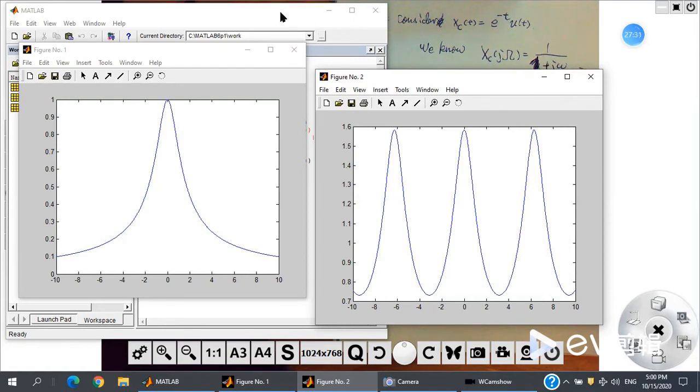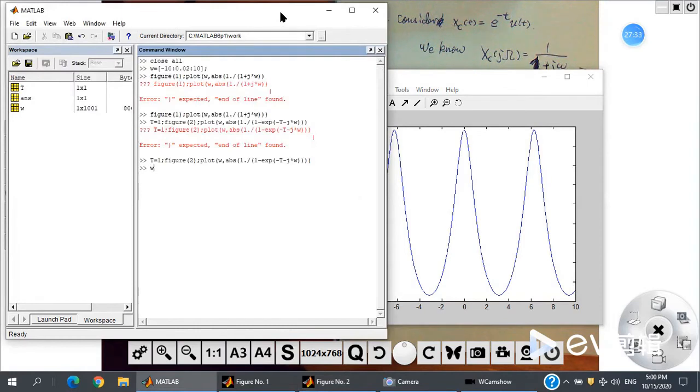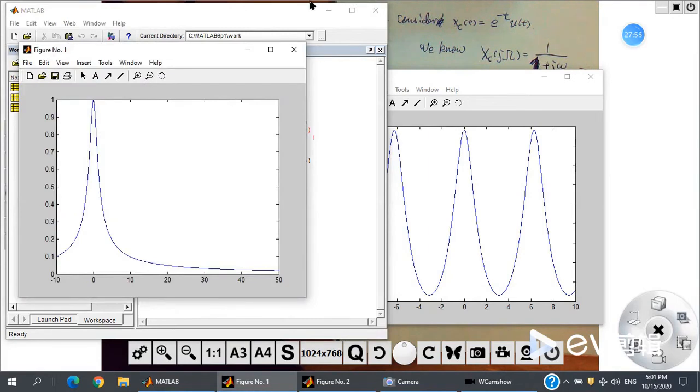If we use more, like here, if I use omega from negative 10 to positive 10, now I use negative 10 to 50. Now we have more omega. Now what will happen? I still need a figure 1. This is figure 1. I changed omega from negative 10 to 50. The center is still at 0, right?